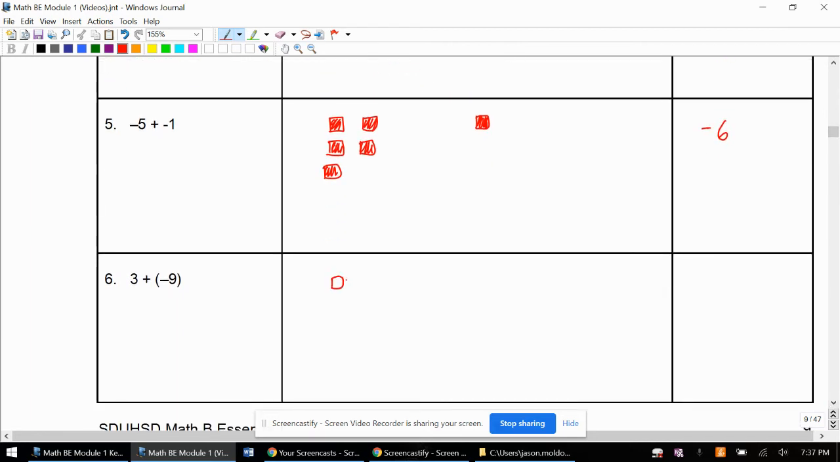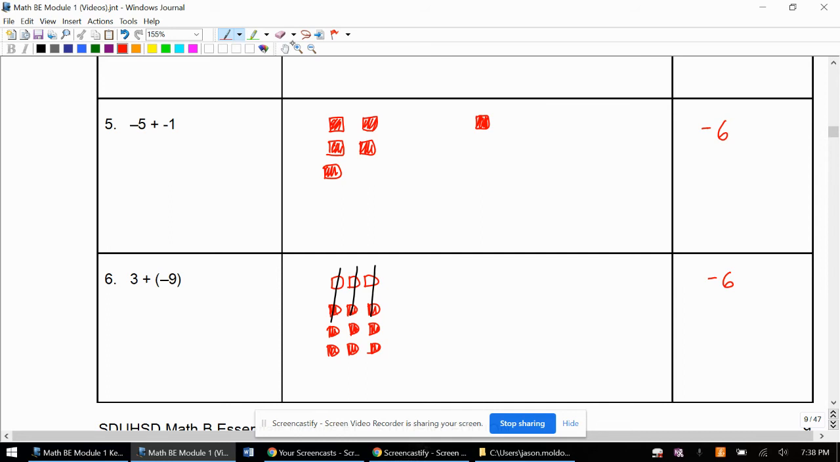3 unshaded, 9 shaded. I like to do a 3x3 grid for the shaded ones and then 3 unshaded, just so that I keep track of them. This one cancels with that. There's another pair and another pair. And we are left with -6 again.